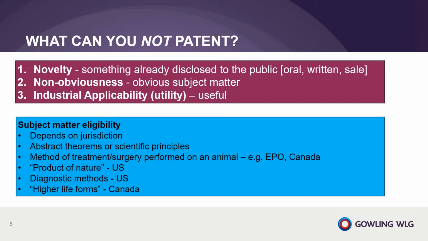An invention must also be useful, that is, have utility or industrial applicability. It cannot be something that is merely aesthetic, and it must actually work. So for example, you cannot patent a drug when you have no evidence that it would actually be effective. Returning to subject matter eligibility, various things cannot be patented. For example, you cannot patent a mere idea or scientific principle. You can, of course, patent devices or methods that make use of a scientific theorem.